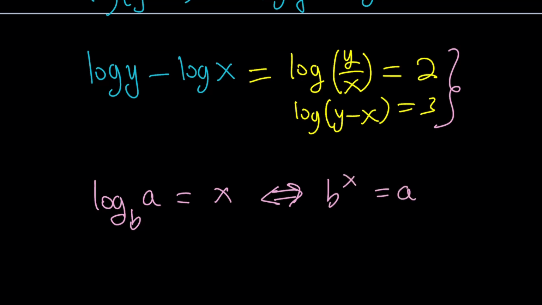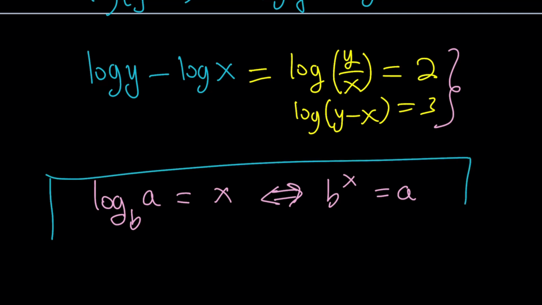Of course, we have some requirements. B needs to be greater than 0, different from 1. A needs to be positive, so on and so forth. But under those conditions, this statement is true. Make sense?